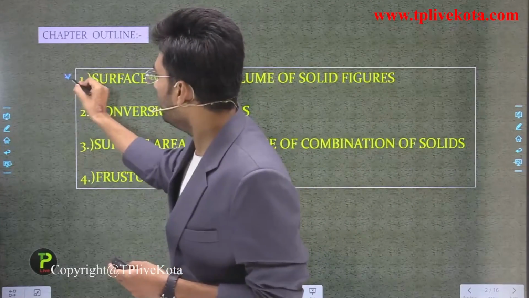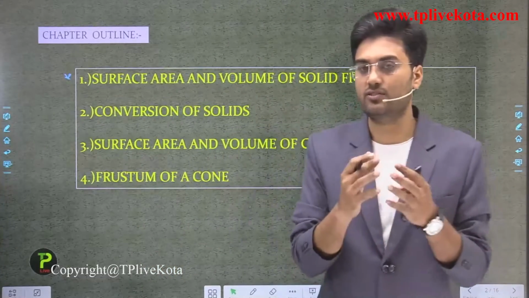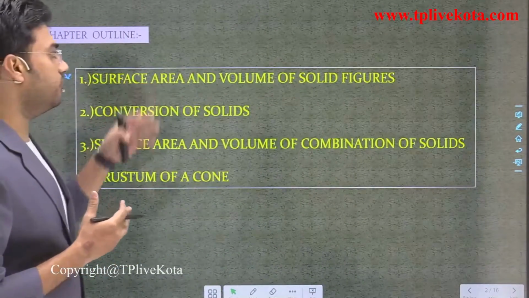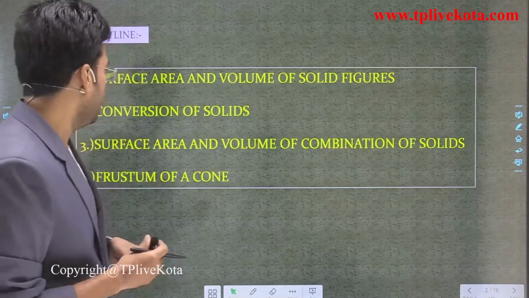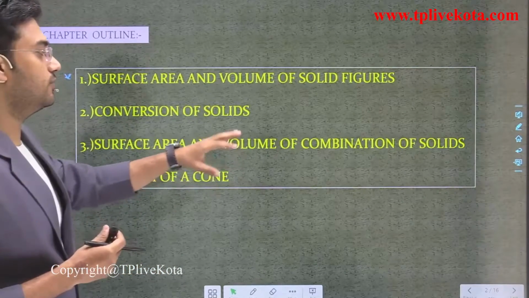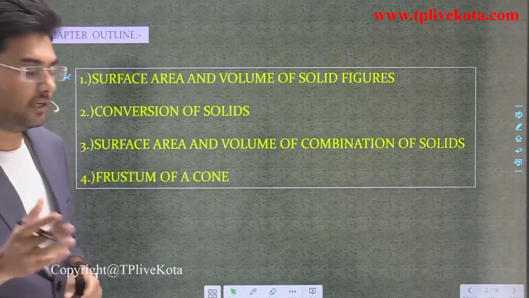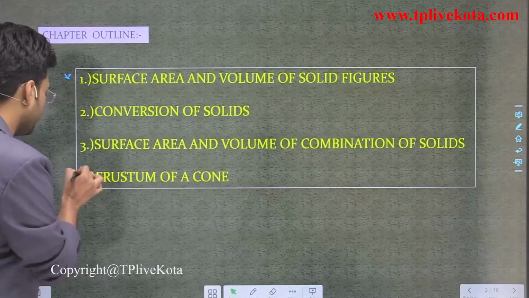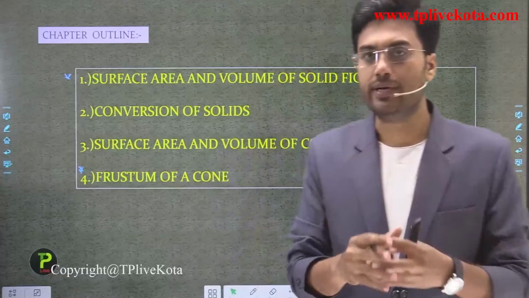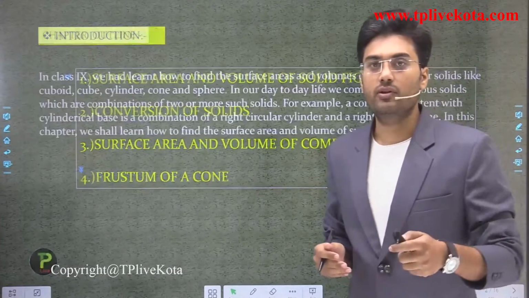So students, if we observe these topics, we are familiar with the first topic, surface area and volume of solid figures, because in previous classes we already discussed it. Conversion of solids and surface area and volume of combination of solids are related to surface area and volume of solid figures. Clear? But the frustum of a cone is new for us. So students, now without wasting time, let's start this chapter with the introduction.